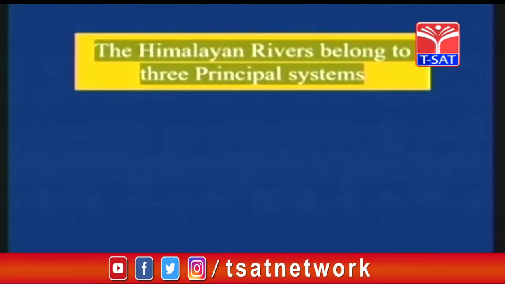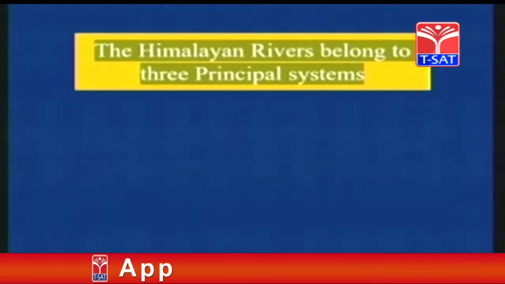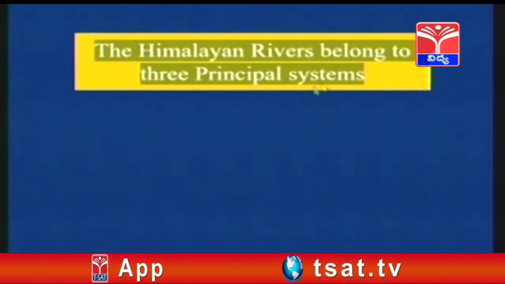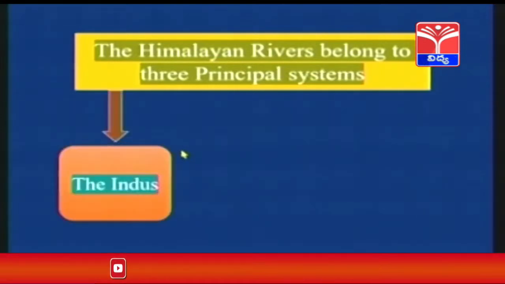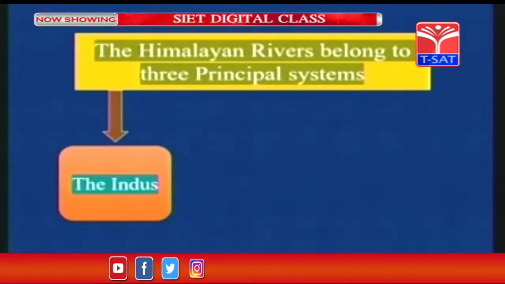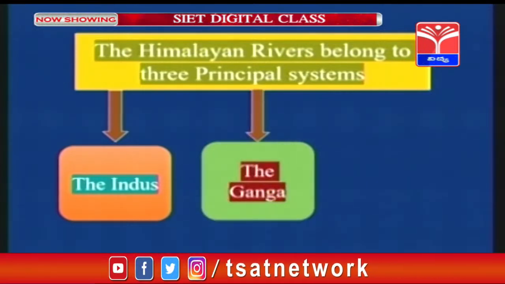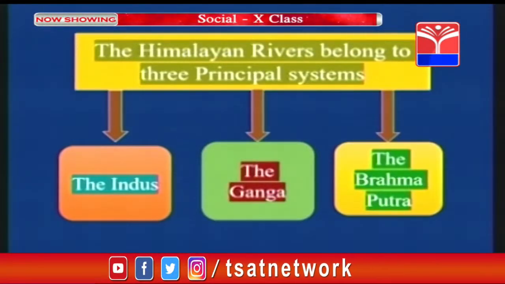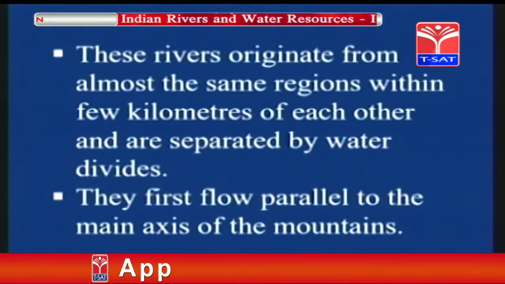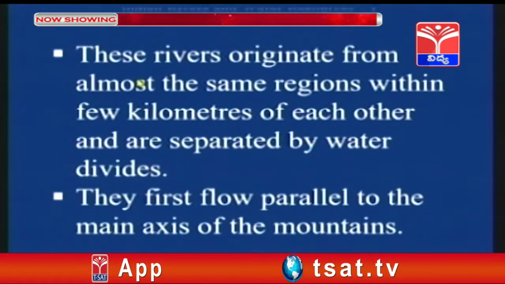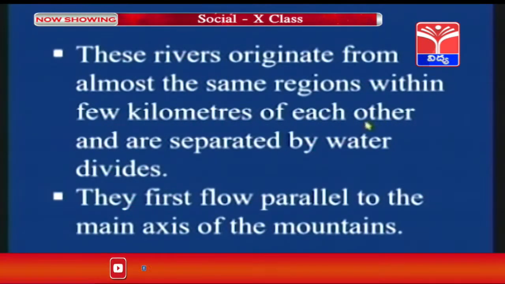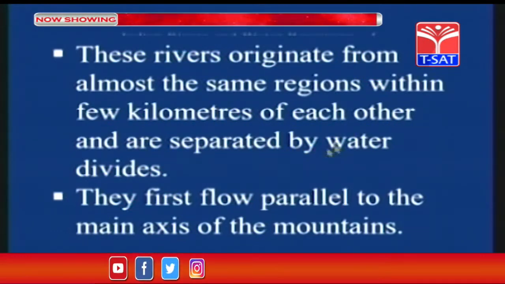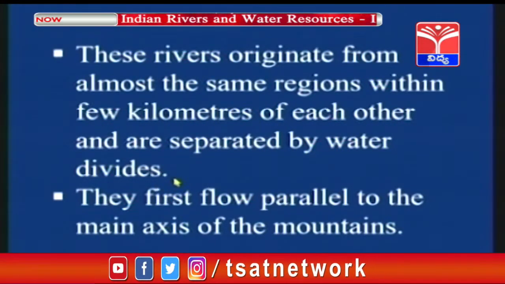So, children, let us see how the Himalayan river system is divided. The Himalayan rivers belong to 3 principal river systems. So, what are they? They are the Indus river system, the Ganga river system and the Brahmaputra river system. And these rivers originate from almost the same regions within a few kilometers of each other, and they are separated by water divides such as the mountain ranges.